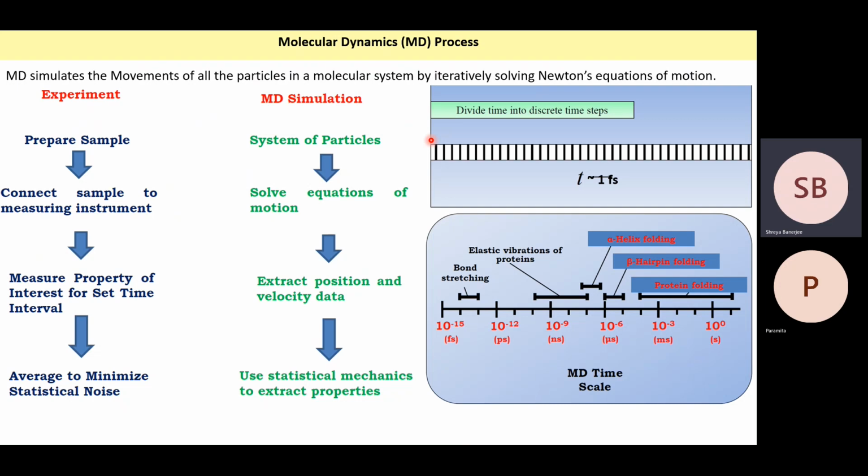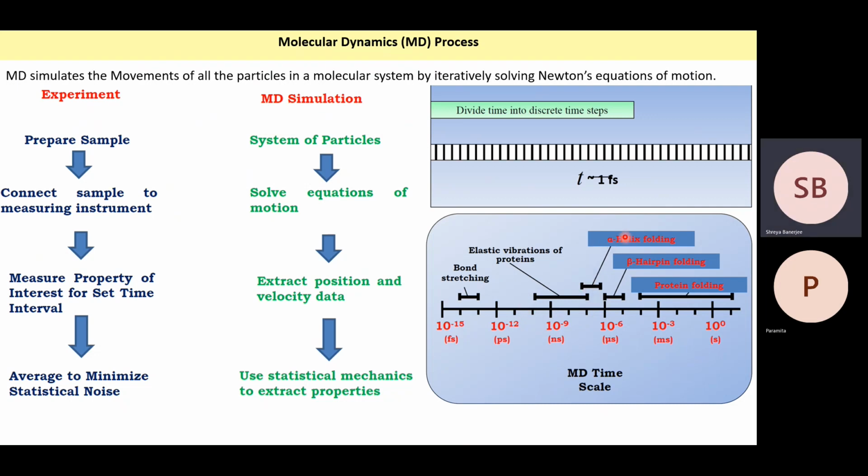The first step in molecular dynamics simulation is to divide the whole time period into discrete time steps. So if you're studying, say, the movement of the system in 1 nanosecond, snapshots of the system are taken every 1 femtosecond. And there are different time scales of this simulation. If you want to study bond stretching, it falls between the picosecond to femtosecond time scales. The elastic vibration of proteins falls around the nanosecond to microsecond time scale.